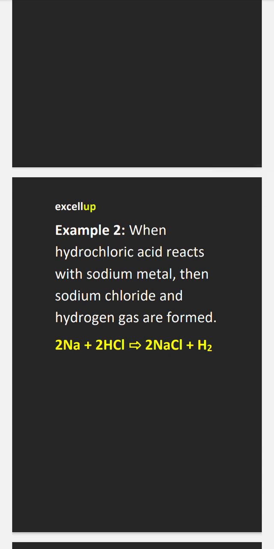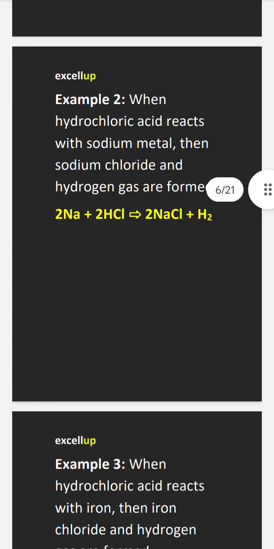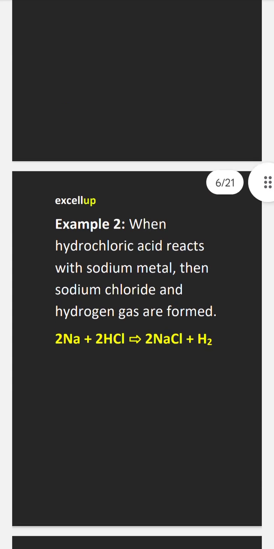Next example is the reaction between sodium and hydrochloric acid. When hydrochloric acid reacts with sodium metal, then sodium chloride and hydrogen gas are formed. The equation is 2Na plus 2HCl is equal to 2NaCl plus H2. So these two examples are about metal and hydrochloric acid reaction.